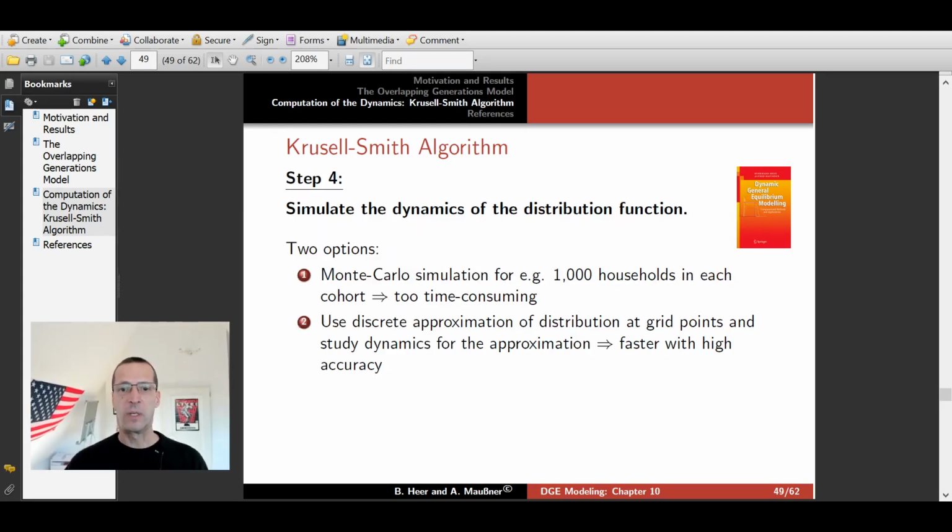Step 4: simulate the dynamics of the distribution function. Again, this is a very time-consuming step in the Krusell-Smith algorithm. So we start from an initial distribution, and we choose the non-stochastic steady-state distribution and simulate the economy over a couple of periods. We choose 200 periods, but of course you can choose longer time horizons. We also drop the first 50 periods so that the initialization of the distribution makes no difference.